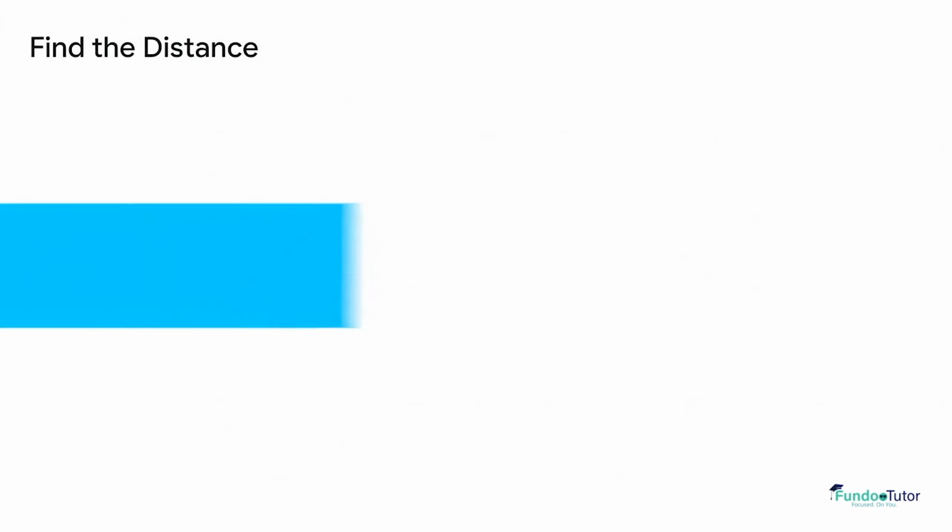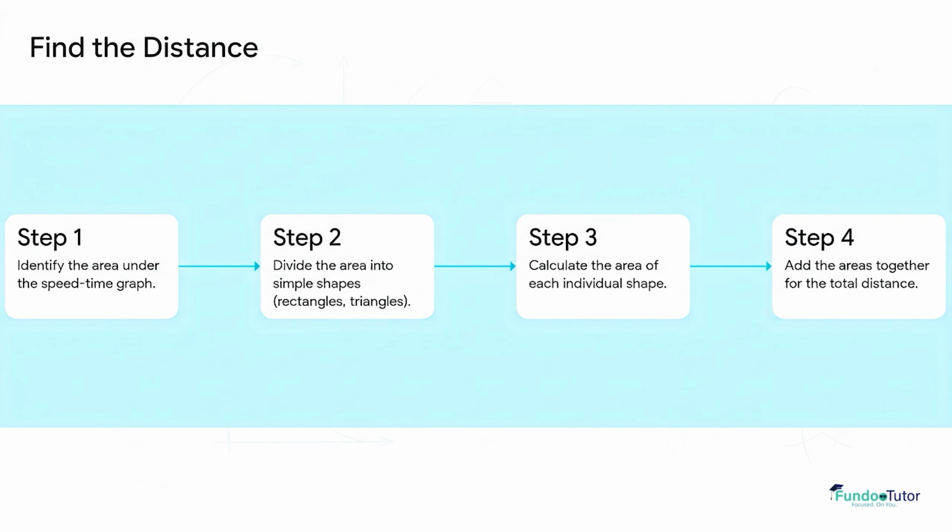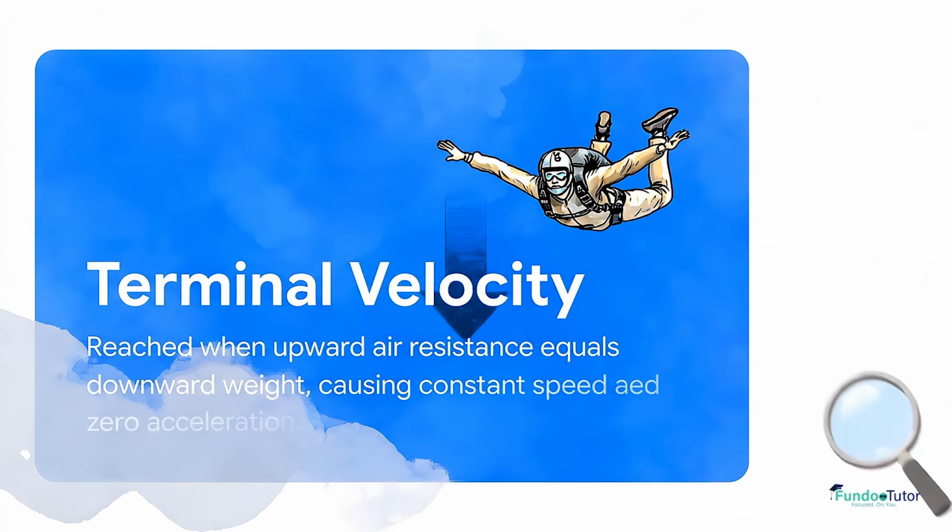So what if they ask you to find the distance from a speed time graph? It's easier than you think. The big secret is that the distance is just the area under the graph. All you have to do is break that area up into simple shapes you know, like rectangles and triangles. Calculate the area of each one, add them all together, and boom, that's your total distance traveled. It works every time.